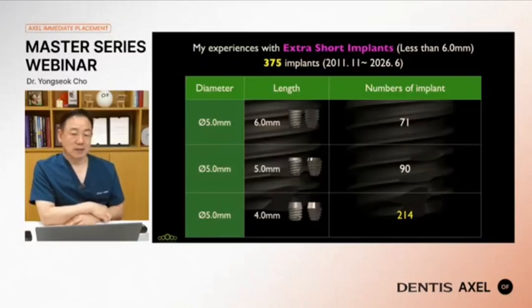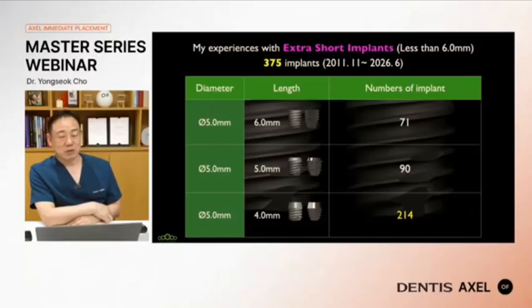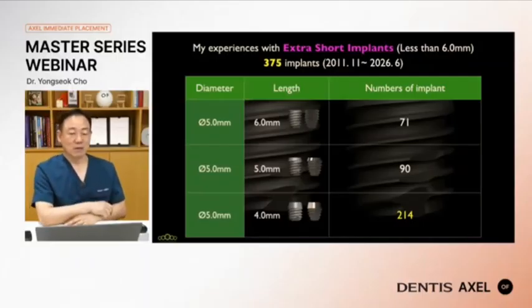At an early stage, only 6 millimeter was available. That time I used the 6 millimeter implant, and then the 5 millimeter short implant was introduced. So I used that implant. And more than 10 years, or almost 10 years back, the 4mm implant was introduced in the market. I decided to use the 4mm implant. It is my main extra short implant. Look at the numbers of implants I used. The extra short implant, which is just 4mm, is dominant, like this.